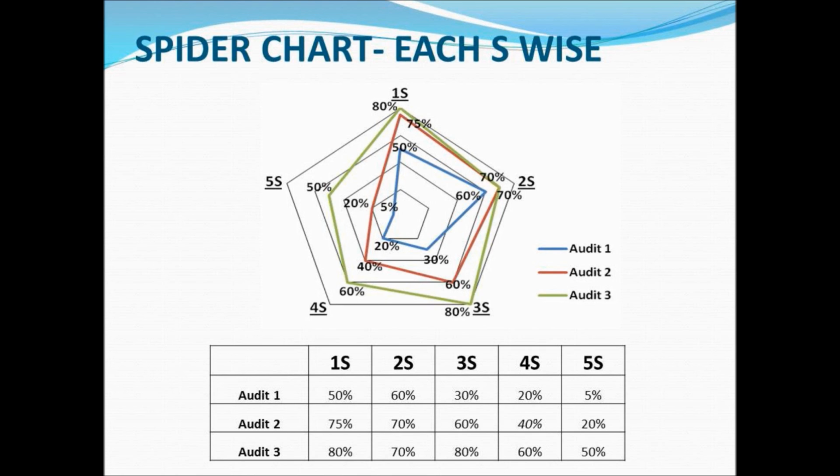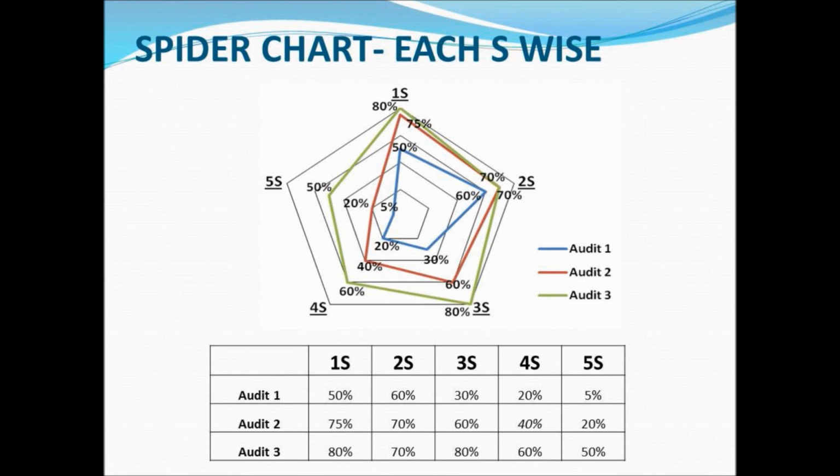Normally that happens because the sustain part comes later. Initially we have to do 1S, 2S, 3S, 4S, and only then can 5S be talked about. So the shaded area under the blue marked pentagon is the area which communicates the level of 5S in the particular area. So audit over audit, if you can see that the shaded area is increasing, you can say the 5S performance is increasing in that area. So this is a way of presenting the data on 5S.